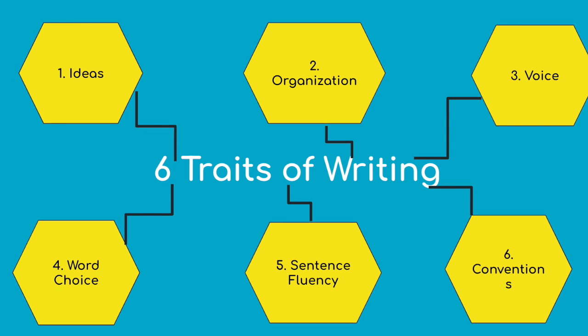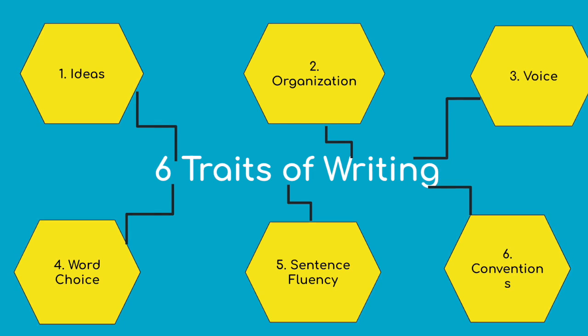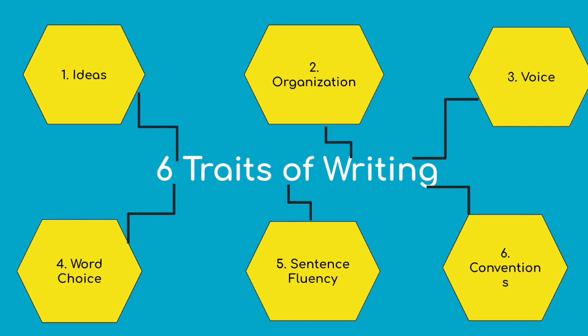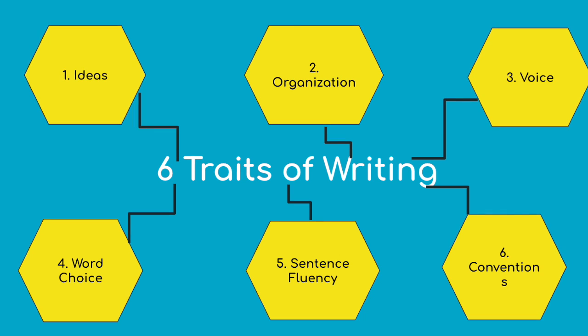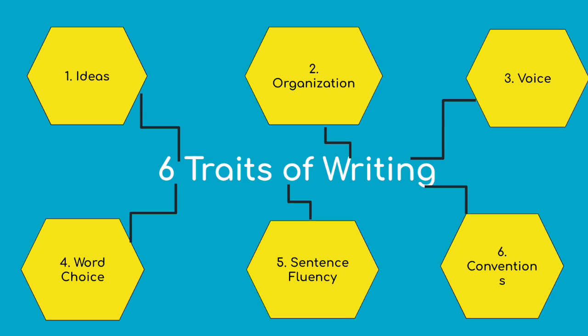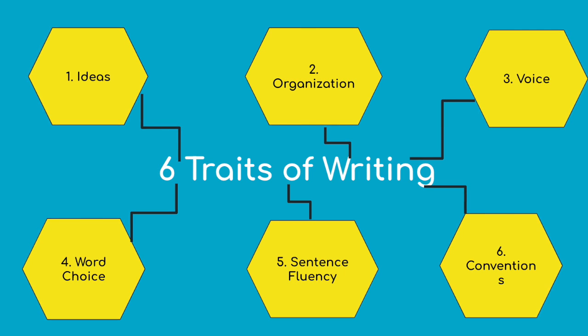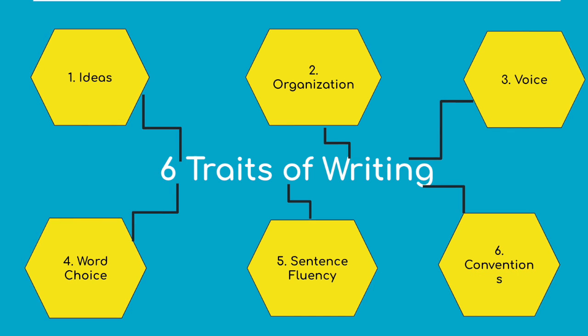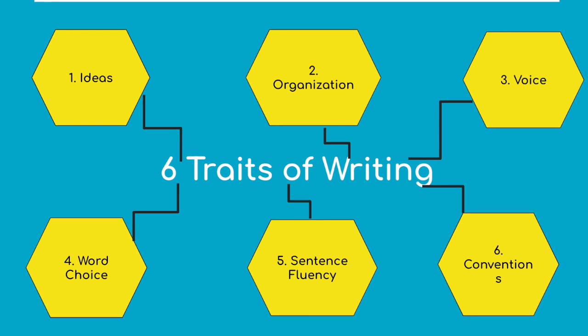So word choice. So this is using perfect words to show meaning, such as switching regular words to those that sparkle or fancy words, as Fancy Nancy would say. So instead of saying it was a rainy day, you can start off by saying the clouds were dark. There was water pouring down my jacket. Words like that will help the writing be a little bit more fancy.